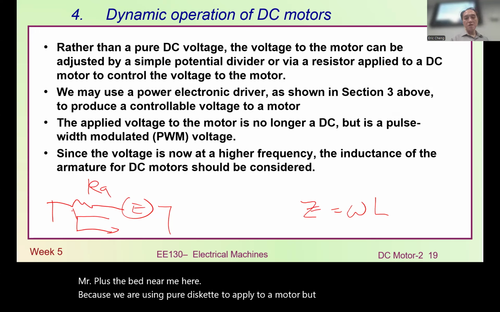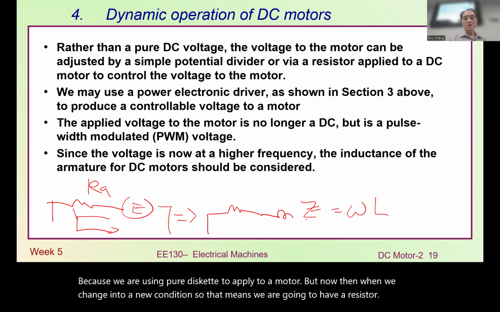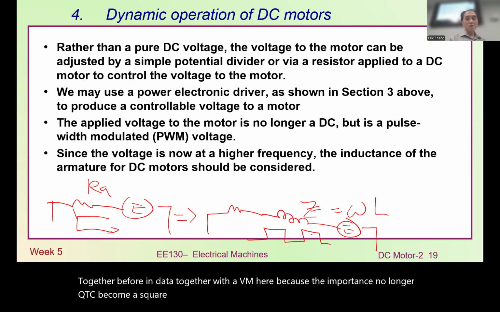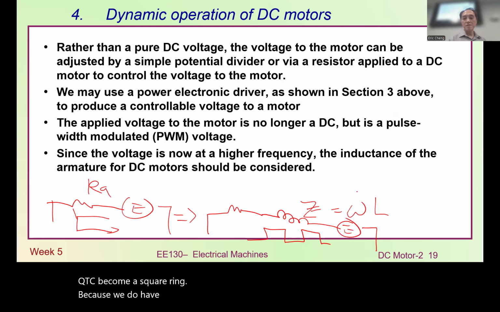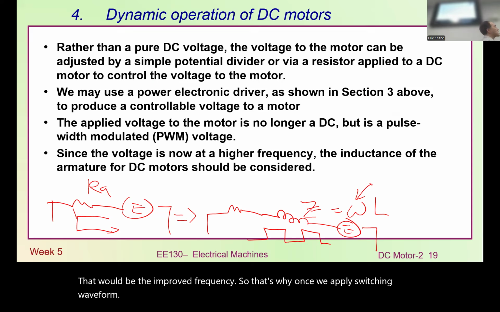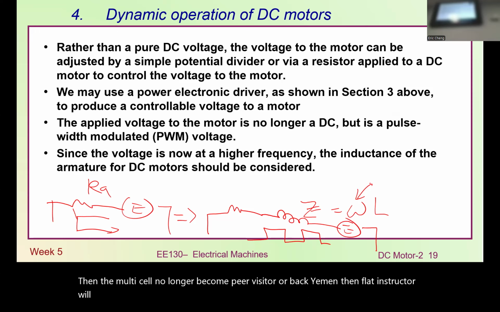But now, when we change into a new condition, we are going to have a resistor together with an inductor, together with a back EMF here. Because the input voltage is no longer a pure DC but a square wave, we do have a frequency component here. That will be the input frequency. So once we apply a switching waveform, the motor itself no longer becomes just a resistor and back EMF. The inductance will therefore present a certain impedance, so we do need to consider its performance.